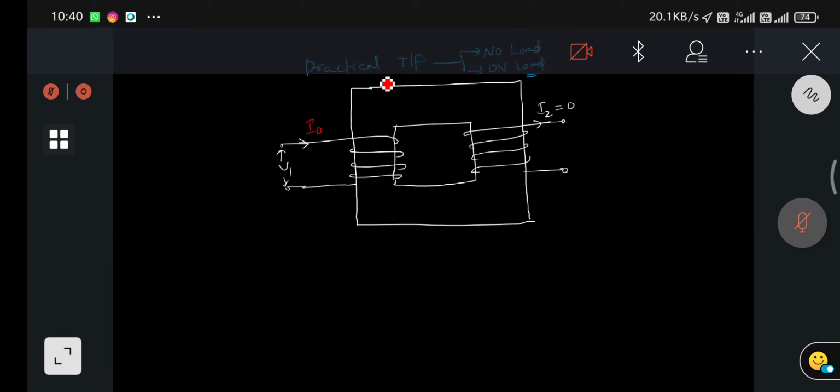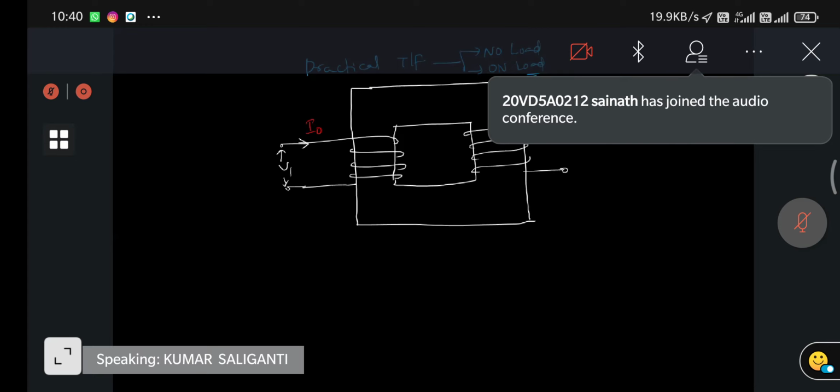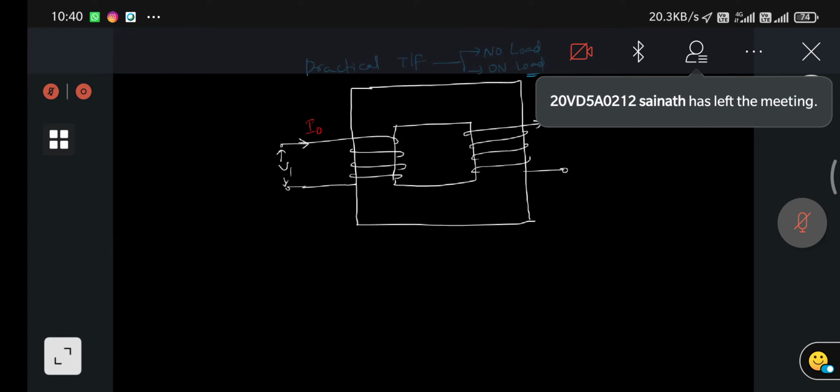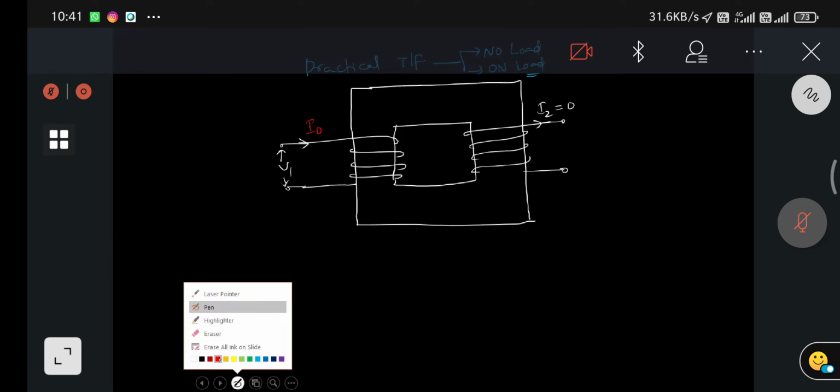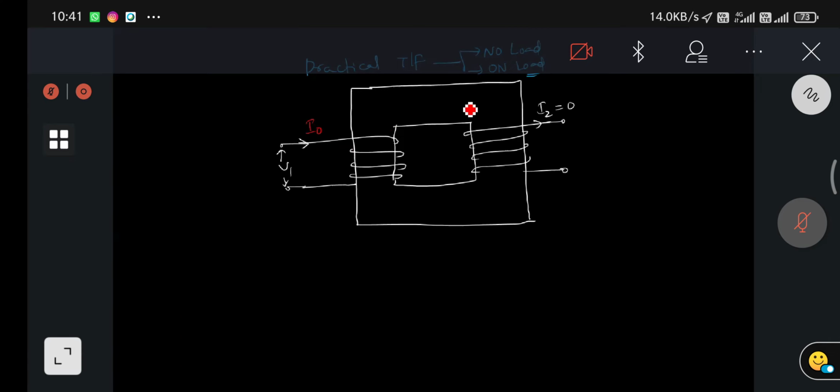So what I am saying here? For a practical transformer, while discussing the load condition, first of all we have to know the no load component of currents. After that we will go for the load component of currents. Okay, that point you have to remember. On the secondary side I2 equal to 0. So this I naught sets up the flux here. What type of flux is present? You can observe here.